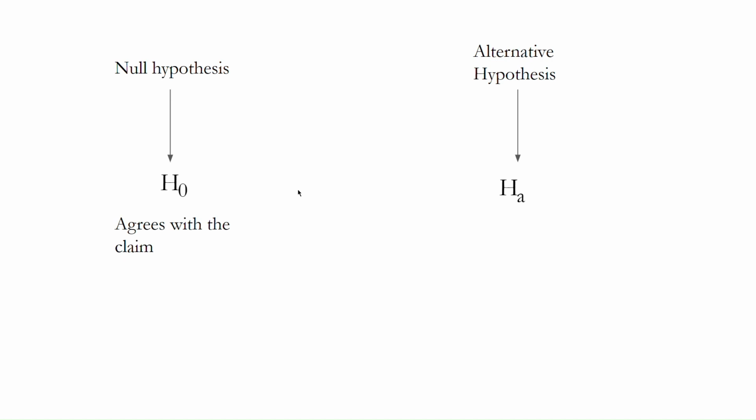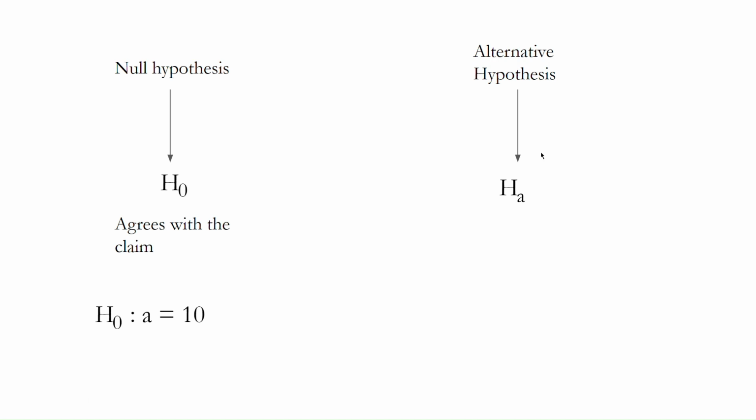Let's say that the claim is that a certain medicine decreases blood pressure by 10 units. That this medicine on average decreases blood pressure by 10 units. Then the null hypothesis will look something like this. H0, that's the null hypothesis. A stands for average, and 10 is 10 units. So this medicine decreases blood pressure by an average of 10 units.